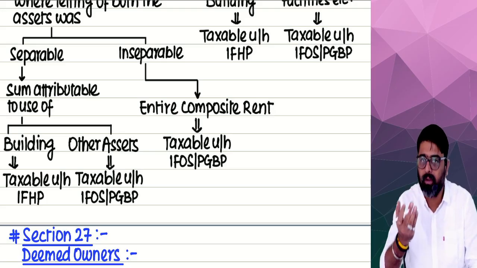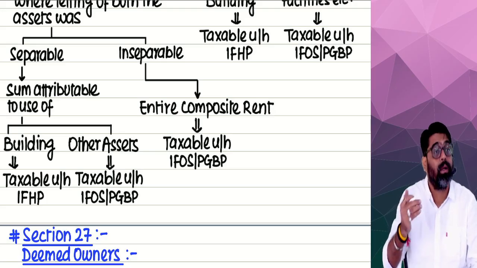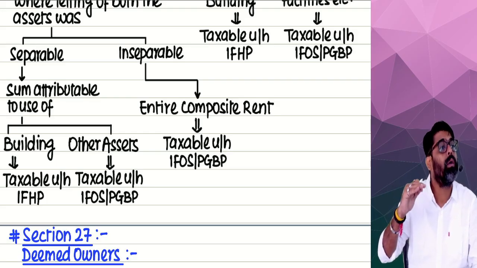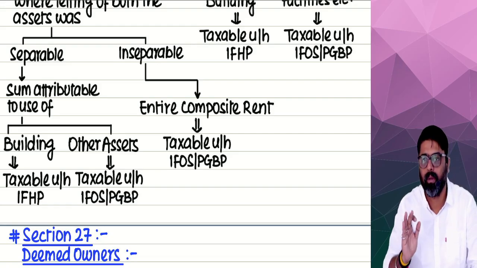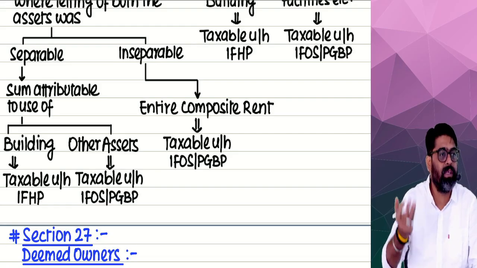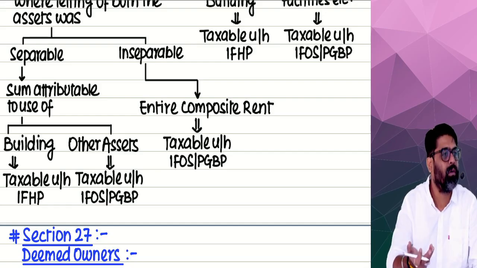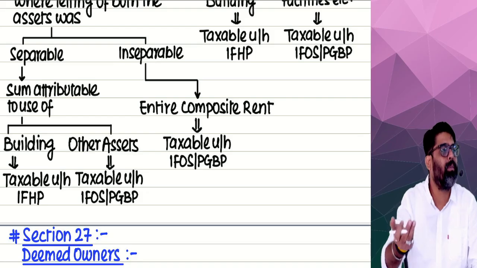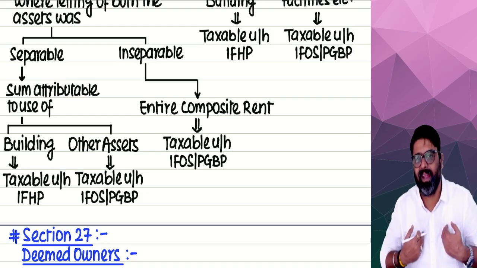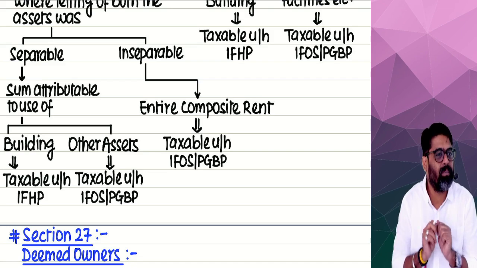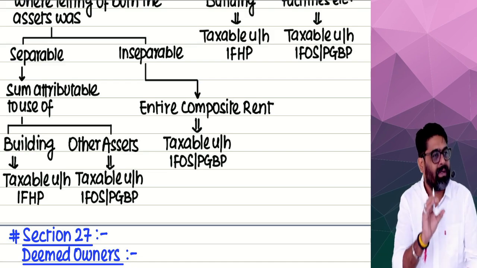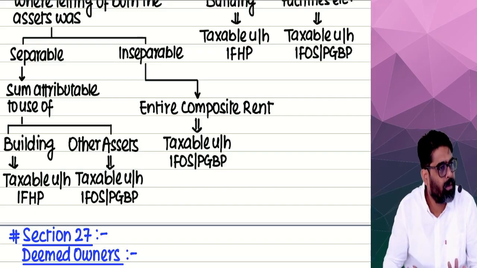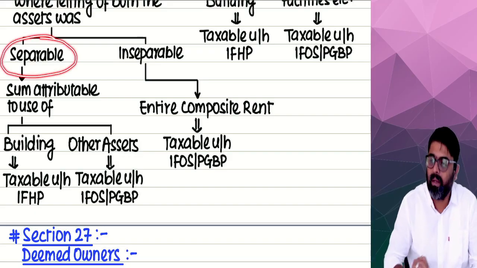And from 50,000, I will have to separate the rent for car, that I will be taxing under the head PGBP or IFOS, as the case may be. I will be taxing it under the head PGBP if I'm in the business of giving such type of assets on rent. Then it will be my PGBP income. But in my case, I did not have such type of business. So this rent of car, I will tax under the head IFOS. Getting my point? Did you understand the separable letting?